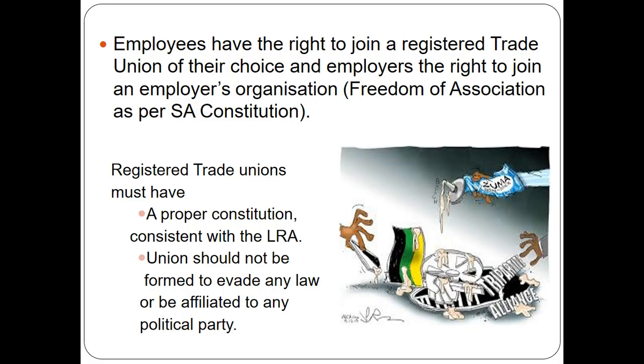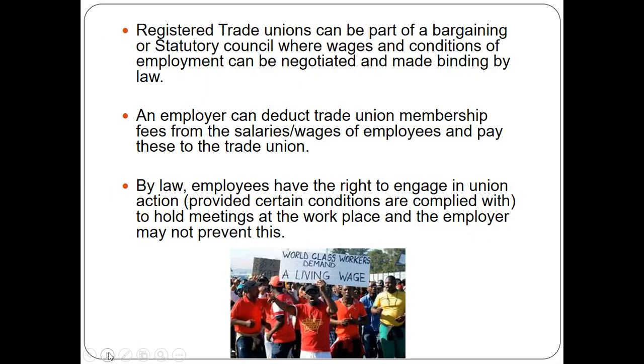Registered trade unions must have a proper constitution themselves, and it must be consistent with the Labour Relations Act and obviously the South African Constitution. And a trade union shouldn't be formed to evade any law or be affiliated to any political party. Registered trade unions can be part of a bargaining or statutory council. We'll look at bargaining councils in a little while, where wages and conditions of employment can be negotiated and made binding by law.